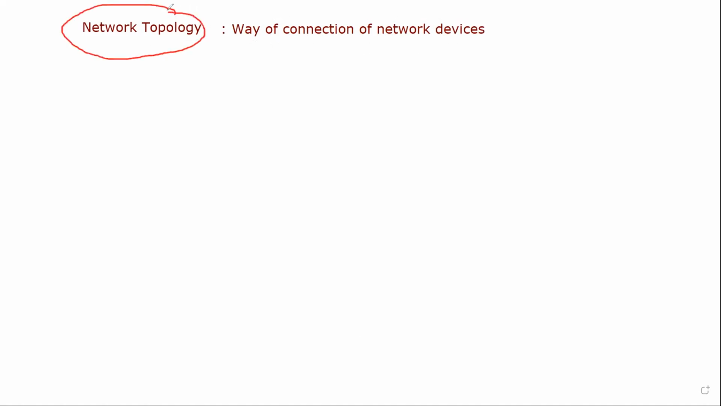So the way of connection of your network devices is known as network topology. What is the criteria of the connection? What is the way of connection of network devices? How are network devices arranged? We are not saying this is a network design. We have to say that it is a network topology, the way of connection of network devices.